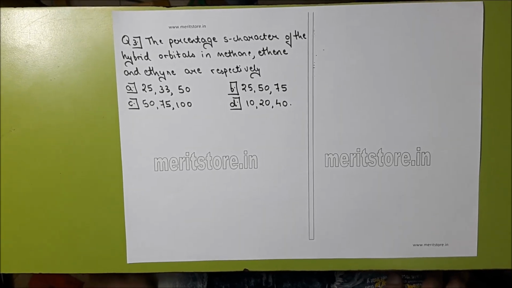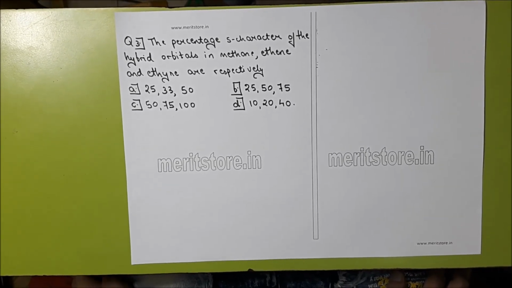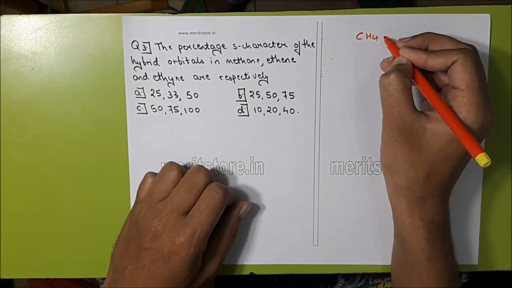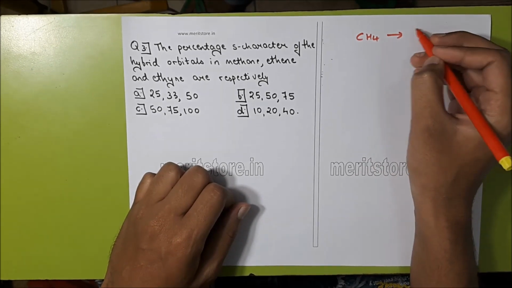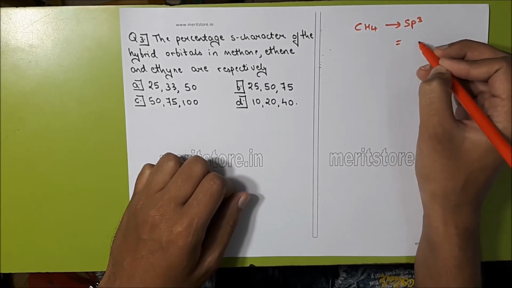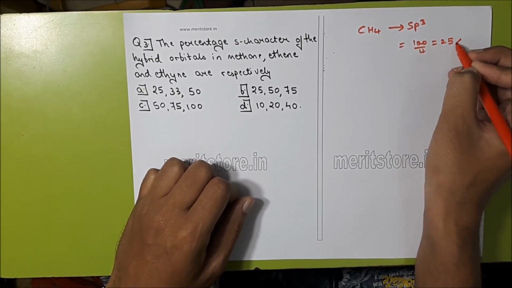Question number 3. The percentage of S character of the hybrid orbitals in methane, ethene and ethyne are respectively. Okay, the structure of methane is CH4. The orbitals filled are sp3. So percentage of S character is 100/4, which is equal to 25%.